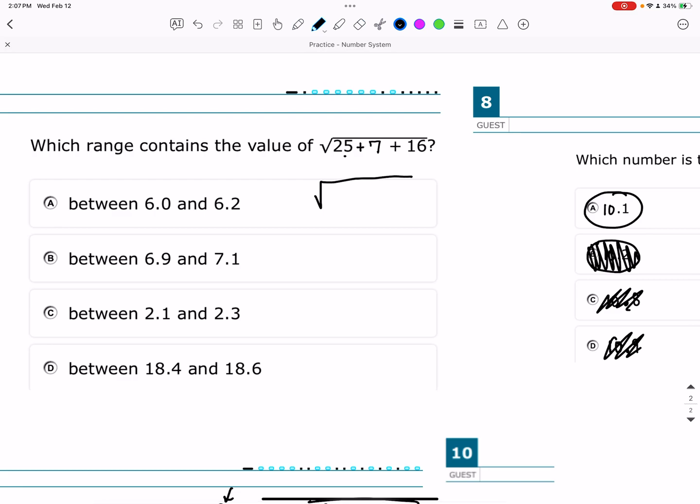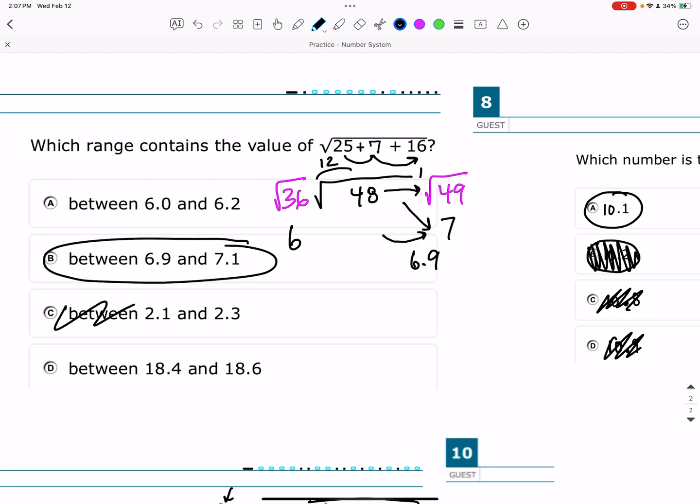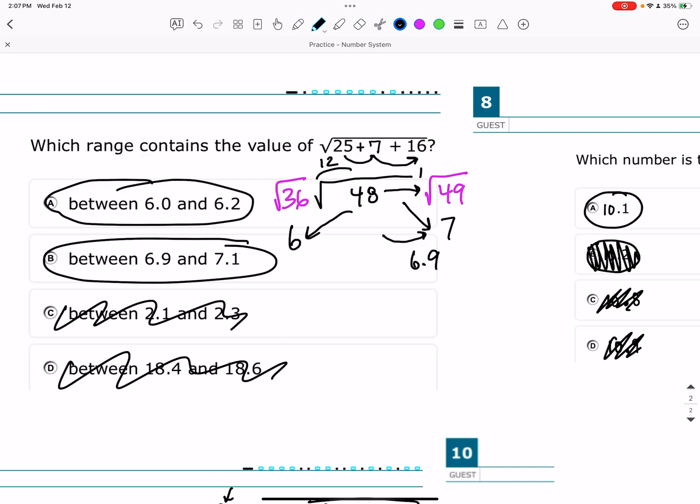Square root of 25 and 7 is 32, and 16 is 48. I don't know that, but I know 49, and I know 36. So this is 6, this is 7. Where is it between 6 and 7? It's as close to this one as it comes. It's 1 away from there. It's 12 away from there. This is going to be all the way as close as 7 as it gets, like 6.9, which puts me in this category here. It's obviously not this one, obviously not this one. This one would have been if I was like way over here, like a square root of 37 or 38. So nope.